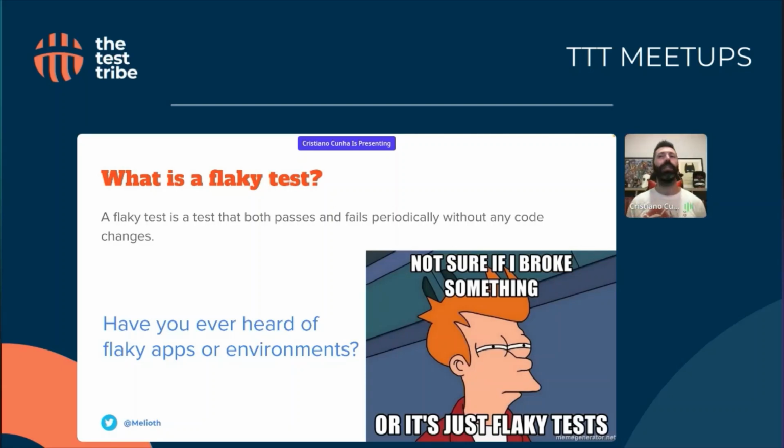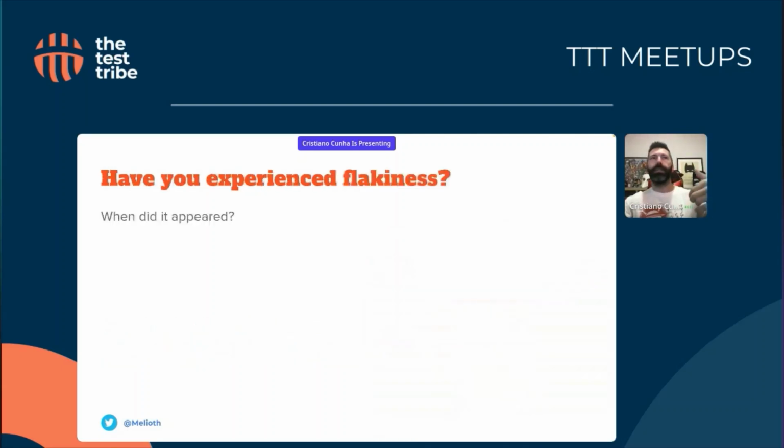And I don't believe that the tests are the problem, because at the end of the day, what we're talking about is automated checks, not really manual testing, because manual testing is not flaky. We are doing scripted actions. So my question next is, when did you start experiencing flakiness?